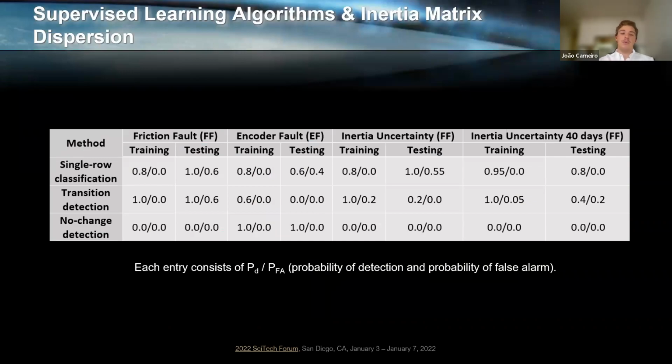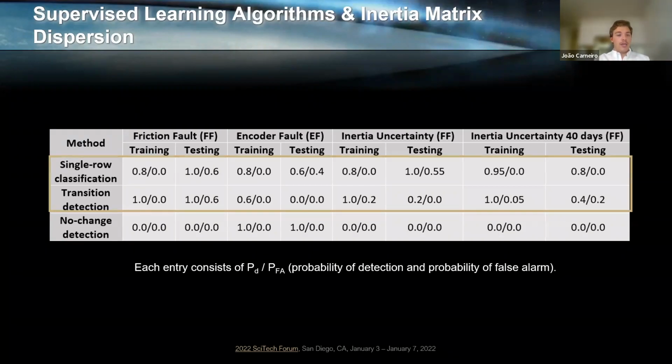So this table summarizes the results for the supervised learning algorithms. Each entry has two values. The first value is the probability of detection, and we want that value to be as close to 1 as possible. The second value is the probability of false alarm, and we want that value to be as close to 0 because we don't want a lot of false positives in our supervised learning algorithms.